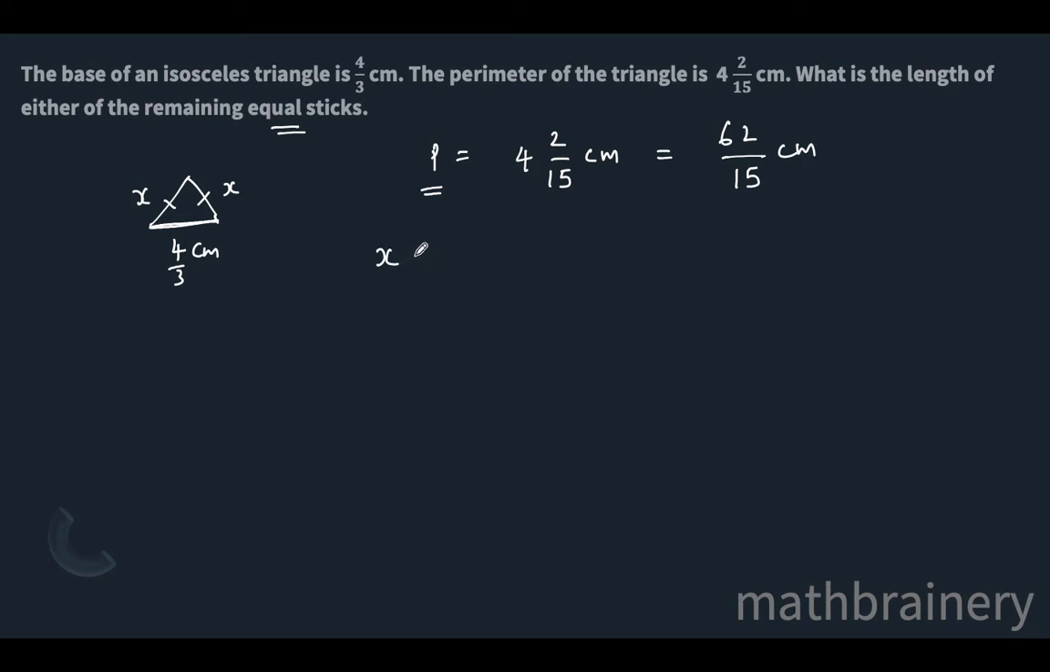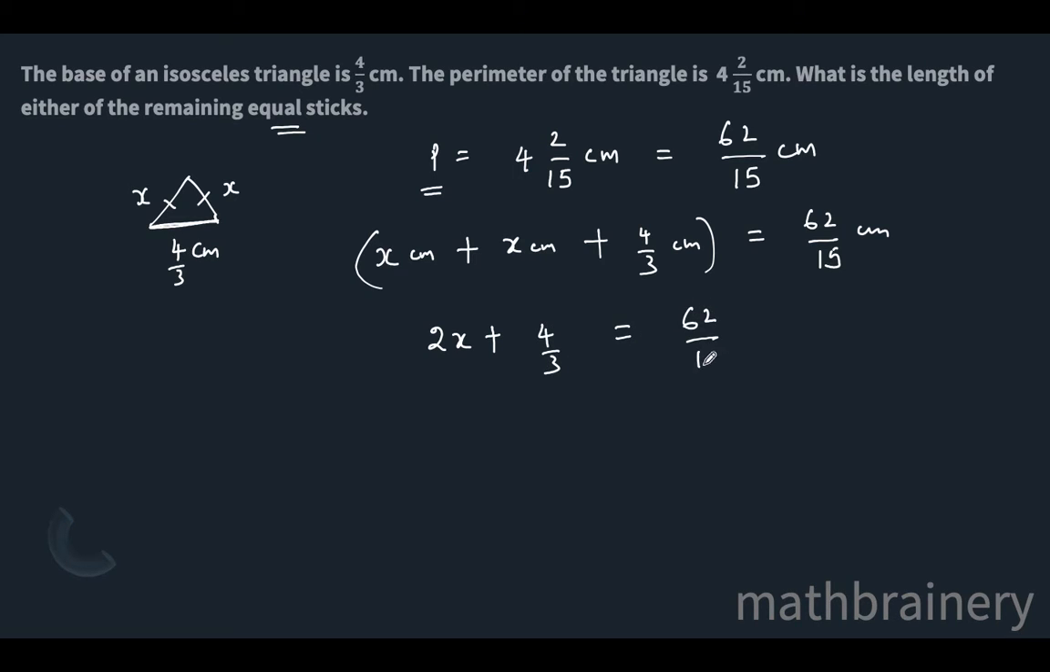That means your x centimeters plus this x centimeters plus this 4 by 3 centimeters is equal to this 62 by 15 centimeters. Okay. Perimeter is the sum of all sides. So x plus x plus 4 by 3 is equal to 62 by 15. Let's simplify this first. x plus x is 2x, plus 4 by 3 is equal to 62 by 15. Now what is this? This is a linear equation in one variable.